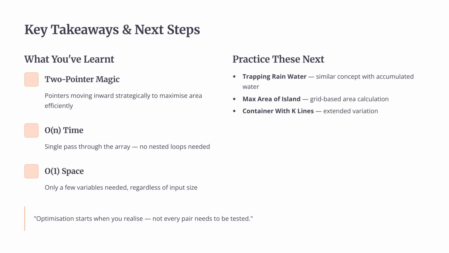Now that you understand how the two-pointer approach works, you can apply the same thinking to many other problems, like trapping rainwater, max area of island, or even container with K-lines. Each of these builds on the exact foundation you learned today. So congratulations, you've not only solved this problem, you've unlocked a whole family of algorithmic patterns. Keep practicing, and soon you'll see two-pointers everywhere.